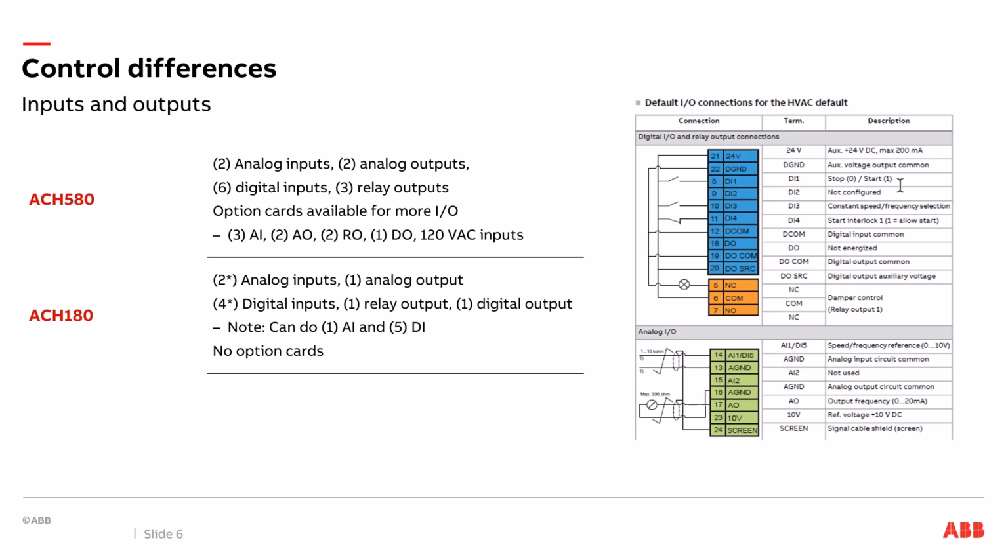If we go over to the ACH180 schematic now, if you look at that one, I've got 2 analog inputs, 1 analog output, 4 digital inputs, 1 relay output, 1 digital output.